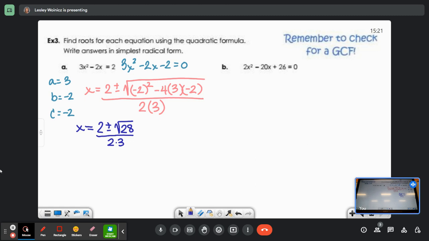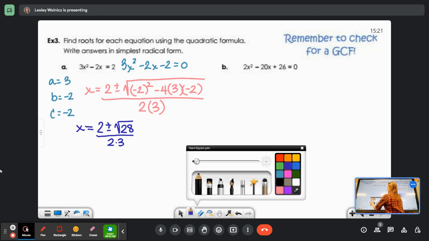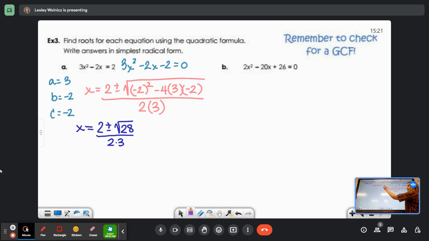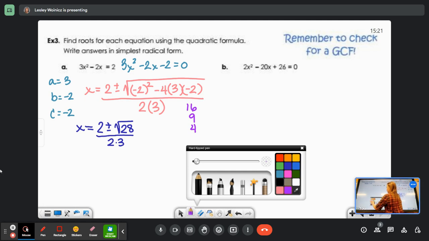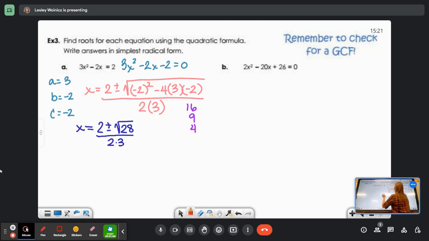Okay, last time we were looking for perfect square factors hiding inside of 61 and there weren't any. But what can you see inside the 28? Okay, so perfect square factors are things like 16, 9, 4. You see any of those in there? Yeah, 4. 4 times what? Yeah, 4 times 7. So I can rewrite this as root 4 times root 7. And we know what the square root of 4 is. It's 2.